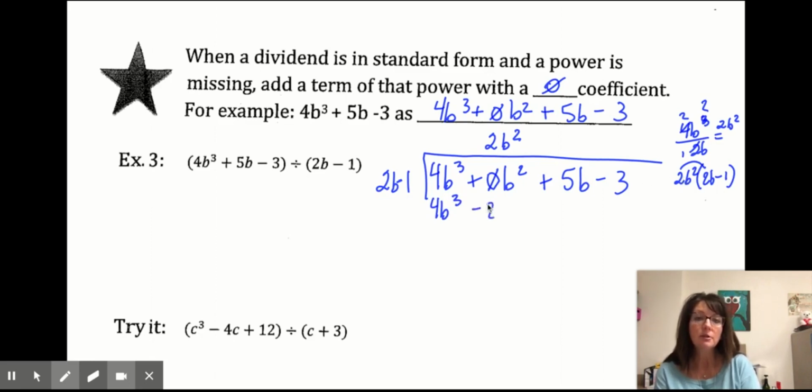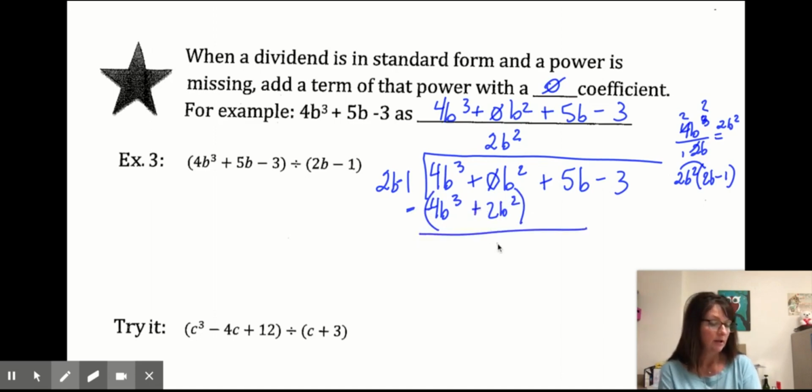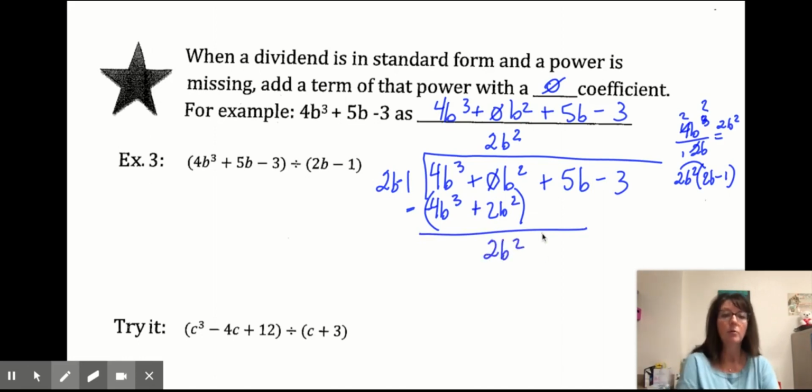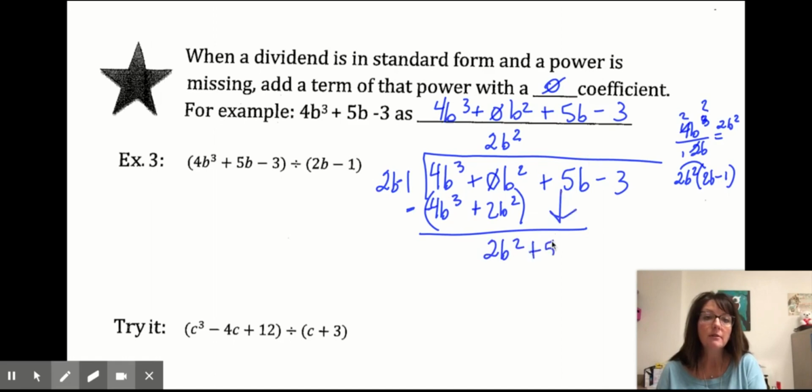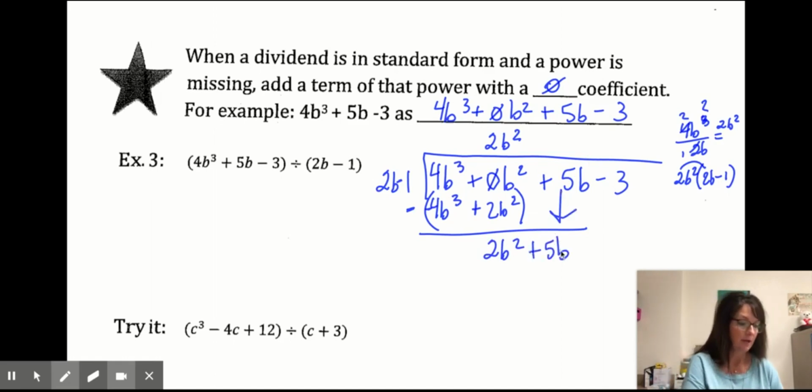going to be minus 2b squared. But remember, we are subtracting this whole thing. So this becomes subtraction, and then this will become addition. So when we combine these, we'll get a positive 2b squared. And then we want to, in this case, just bring down the very next term, which is plus 5b. Okay.